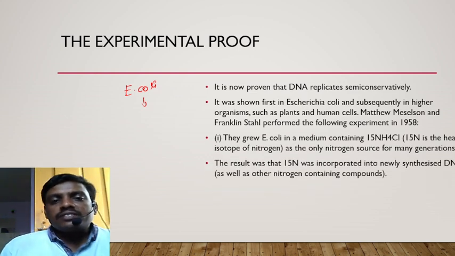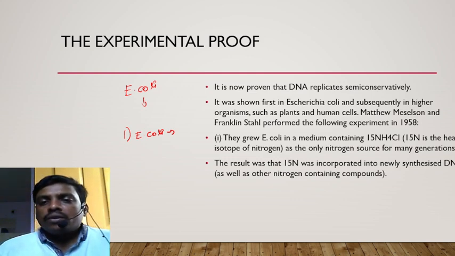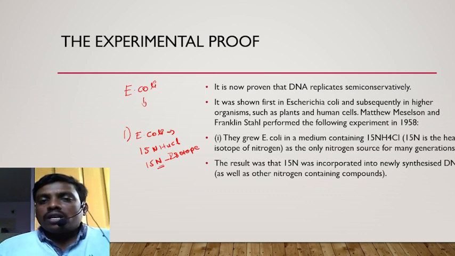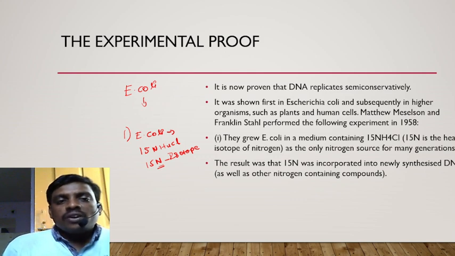What did they do? In the first step, they grew E. coli bacteria in a medium containing 15NH4Cl, where 15N refers to the heavy nitrogen isotope, as the only nitrogen source for many generations. As a result, the 15N nitrogen isotope was incorporated into the newly synthesized DNA as well.